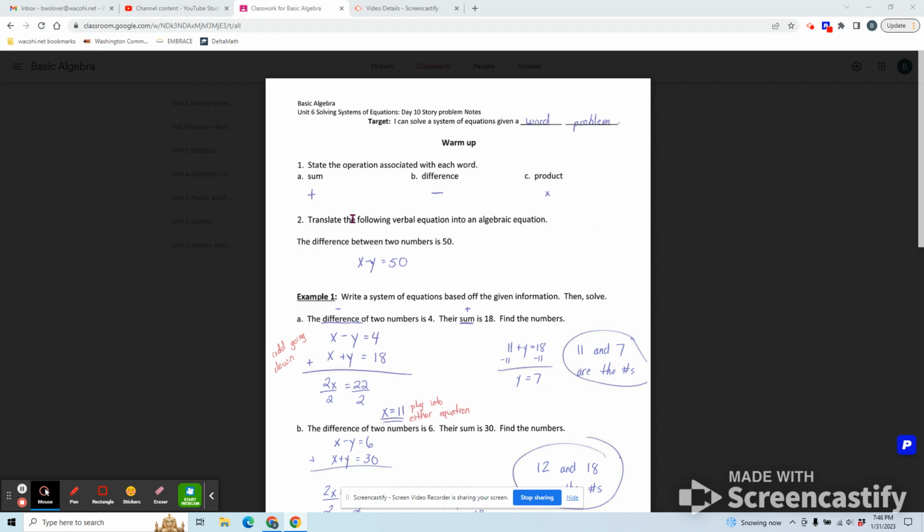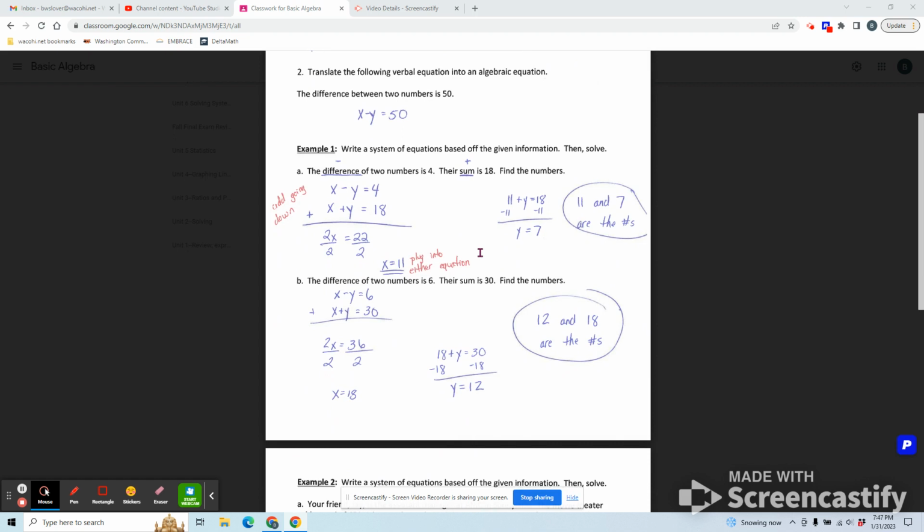And down here it says translate the following verbal equation into an algebraic equation. The difference between two numbers is 50. Now it doesn't say what the two numbers are, so we use x and y. We're using two different variables because it doesn't say they're the same numbers. It just says two numbers. Their difference is 50. So x minus y, difference is subtraction, and then is means equals 50. And that was all I was asking you to do.